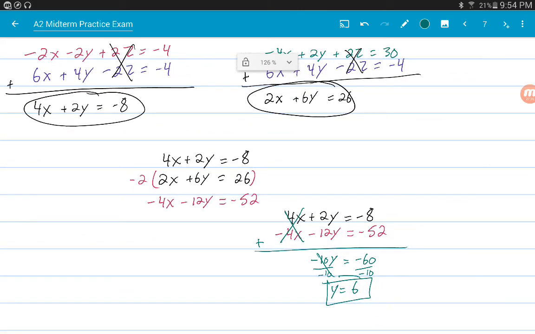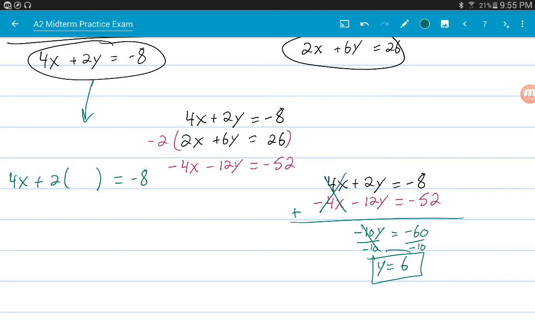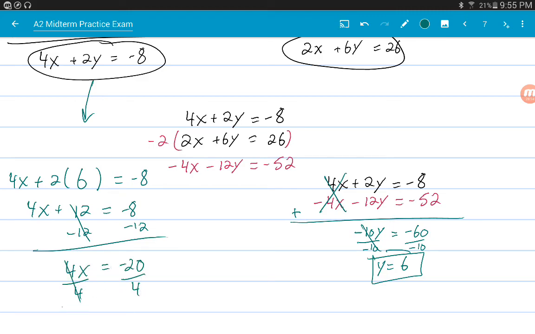So now that we got that letter, we want to plug back in. To which equation? To one of these circled guys. I want to plug back into one of those. So I'm going to pick the one on the left. I'm going to pick this guy. I'm going to say 4x plus 2y is equal to negative 8. But y in this case is 6. So 4x plus 12 equals negative 8. Minus 12 minus 12. 4x is equal to negative 20. Divide both sides by 4. And I get that x is equal to negative 5.